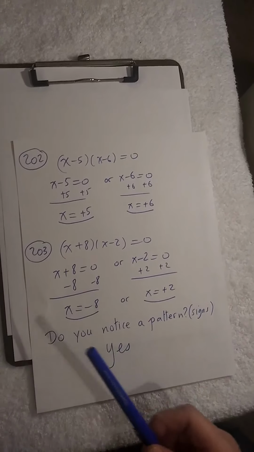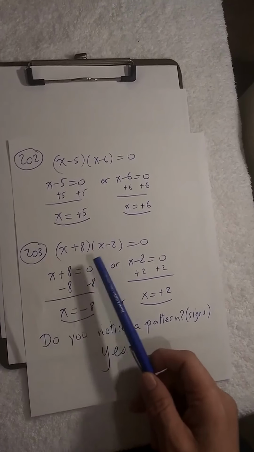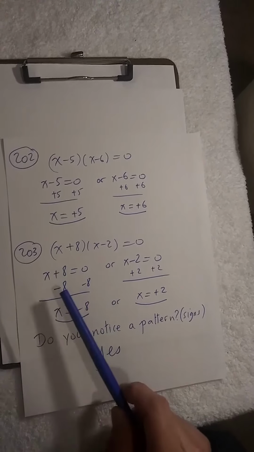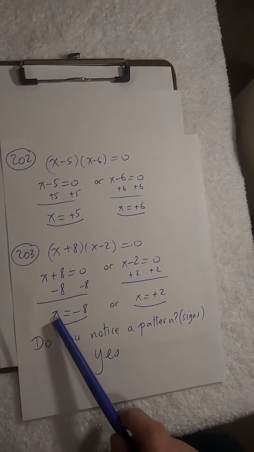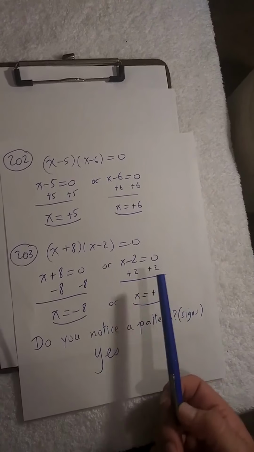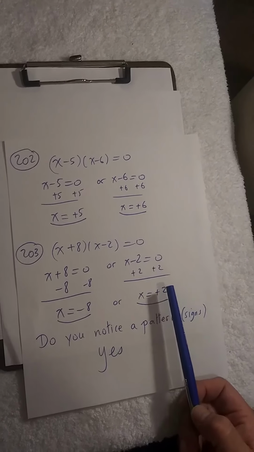For this one here, we have x plus 8 times x minus 2 equals 0. So solve x plus 8 equals 0 first. Subtract 8 from both sides. So x equals minus 8. On this side, add 2 to both sides. So that gives us x equals 2.